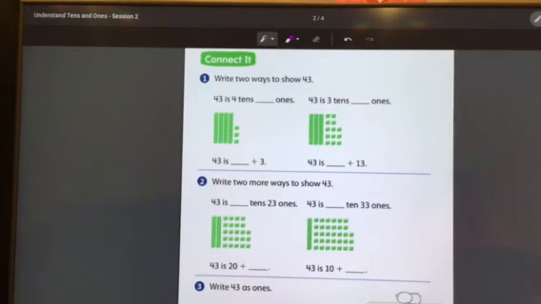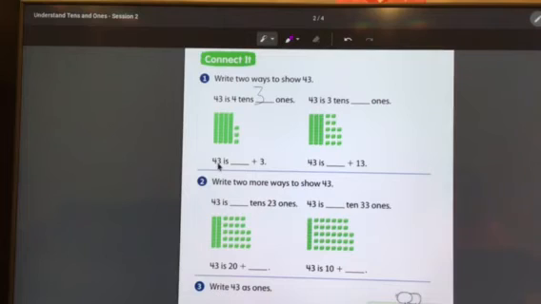So number 1 says, write 2 ways to show 43. 43 is 4 tens blank ones. They have already drawn the picture for you. You have 4 tens. 1, 2, 3, 4. That's why it says 4 tens. Blank ones. Go and count your ones. 1, 2, 3. So 43 is 4 tens, 3 ones.